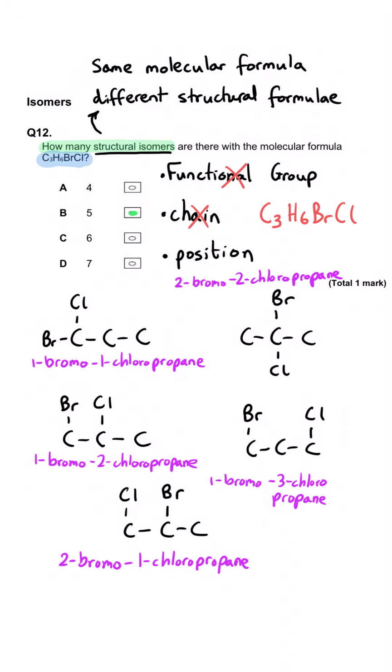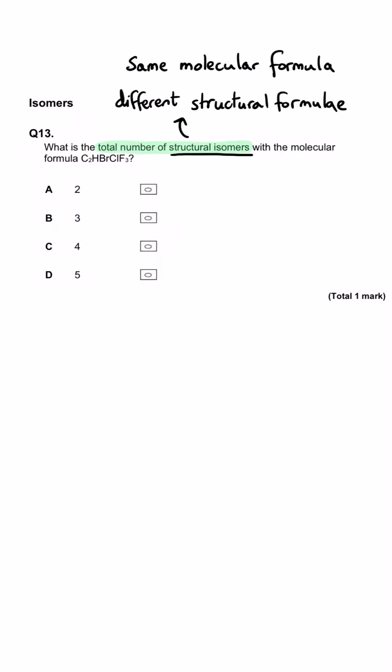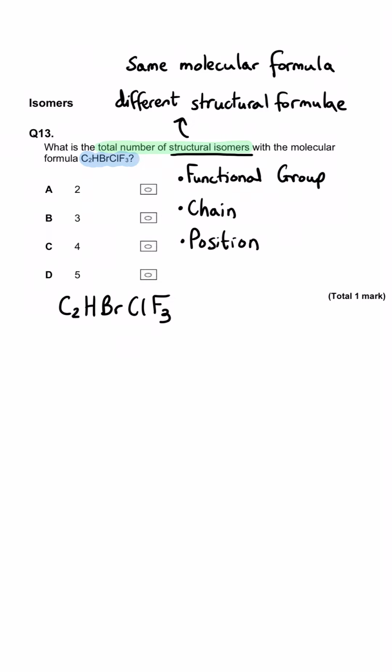There are 5 isomers. This question is asking us for the total number of structural isomers with the molecular formula C2HBrClF3. There are 3 types of structural isomer: functional group, chain, and position. These are halogenoalkanes that we're going to be drawing, and there are no functional group isomers of them. There are no possible chain isomers either, not with only 2 carbon atoms to arrange, and so we're just looking at position.